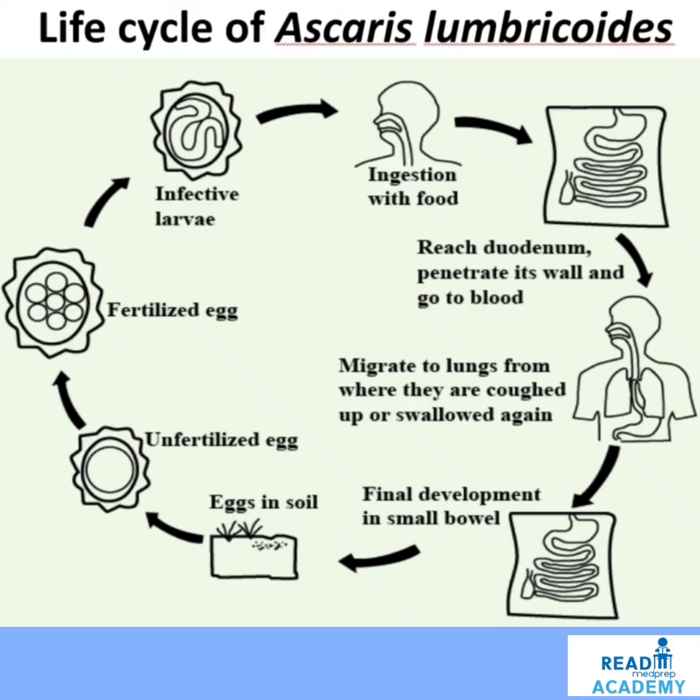How is the life cycle of Ascaris lumbricoides explained? The infective larvae present in the egg are ingested with the food and reach the duodenum, where they penetrate its wall and go to the blood. They migrate to the lungs, from where they are coughed up or swallowed again.